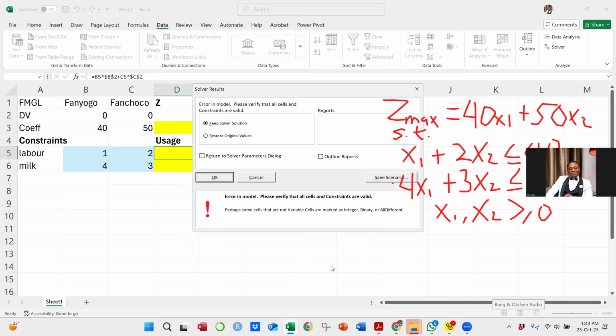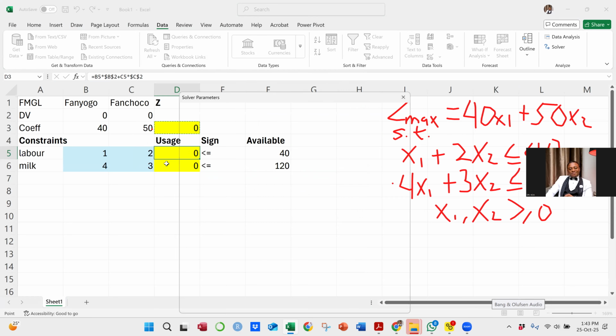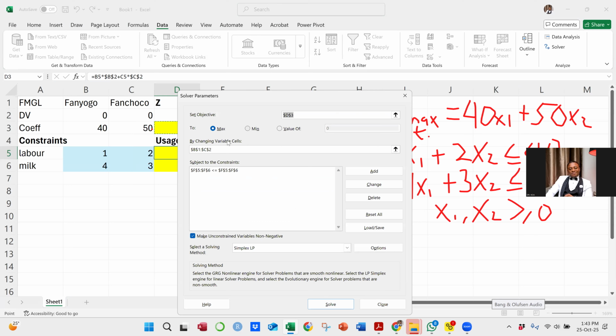A solution will come. You see mine, it says error. Okay, so when you get an error, please verify that all cells and constraints are valid. You can choose return to solver parameter dialog box. So let's go back there. You can see that I have my D3, double check it. The by changing cell is B1 to C2. And then the subject to constraint, you can change it by clicking on it and choosing change.